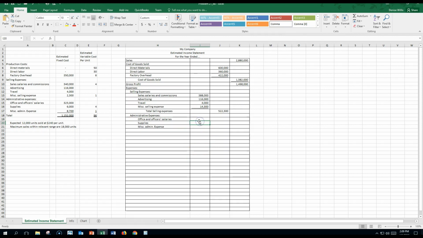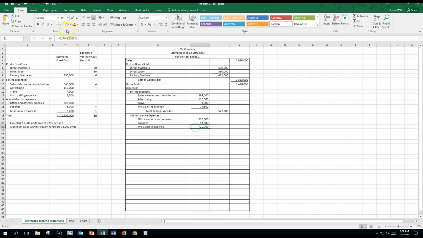Okay, so office and officer salary. Let's start up here. This right here is a flat amount that is fixed, so that equals $325,000. Supplies has fixed and variable, so it equals $6,000 plus 12,000 times the variable portion. The miscellaneous, fixed and variable, so that equals that, plus 12,000. And again, this is actually just times 1, so it's the same as just 12,000. Okay, we got all those in place.